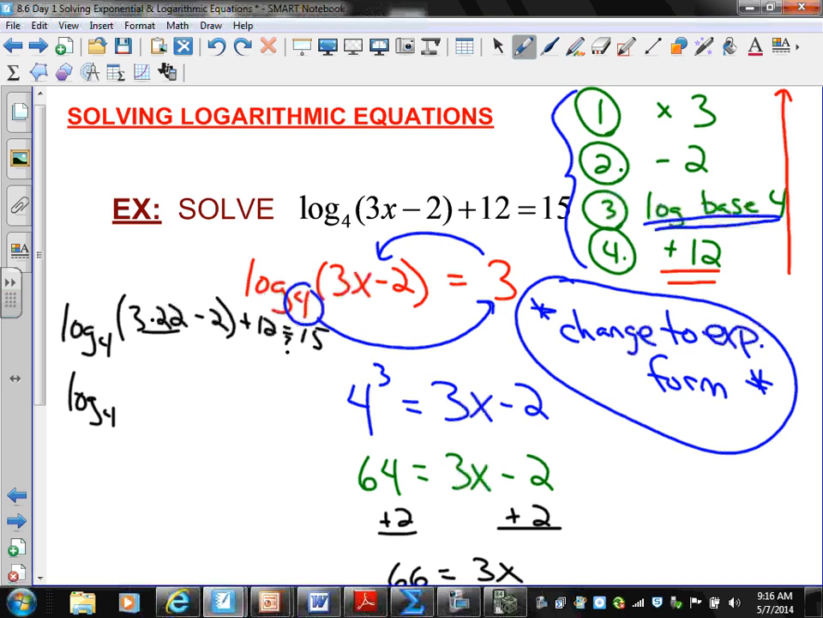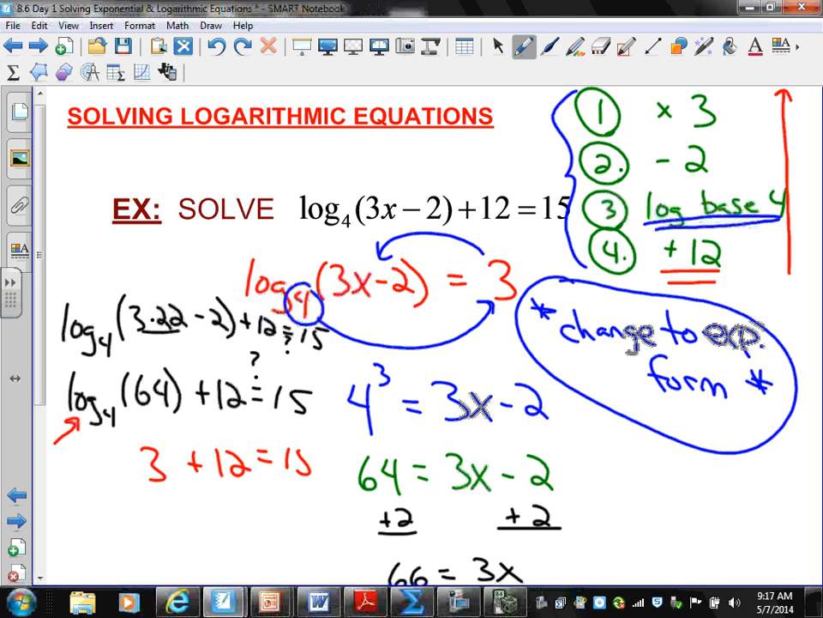Plus 12 equals 15. Okay, so now I'm looking at this and I'm saying, okay, 4 to what power equals 64? Well, that's 3. And 3 plus 12 is 15. I don't need to write the last line. I know that works. I know 3 plus 12 is 15.